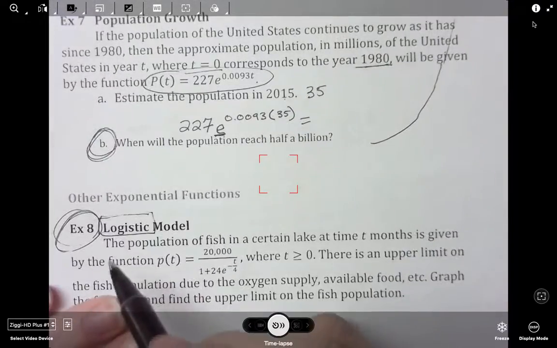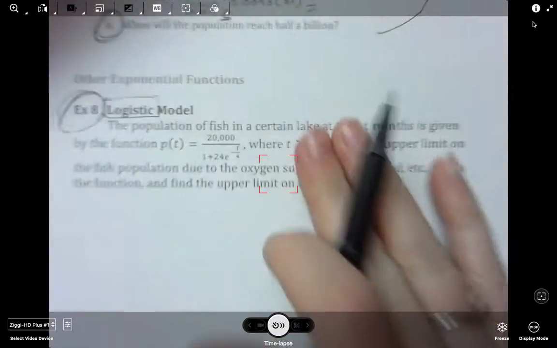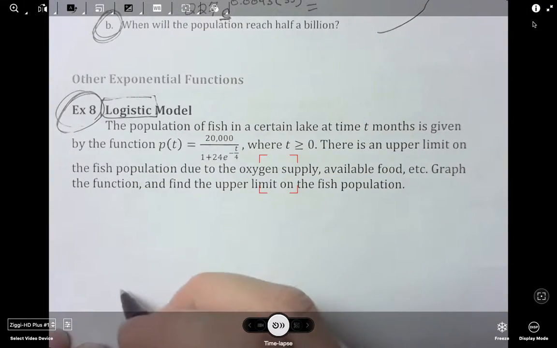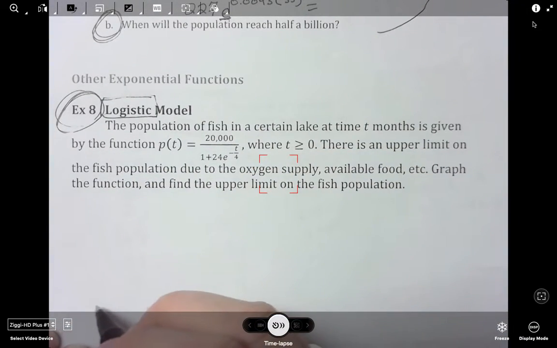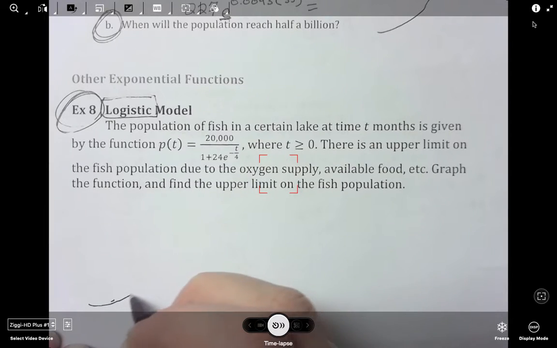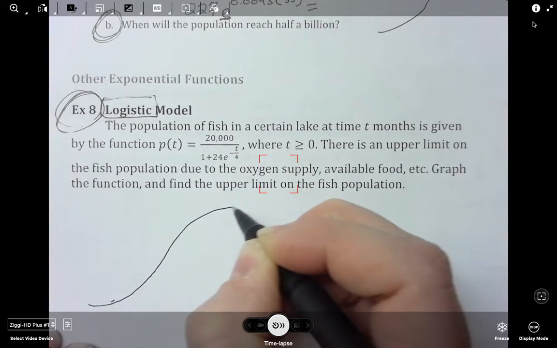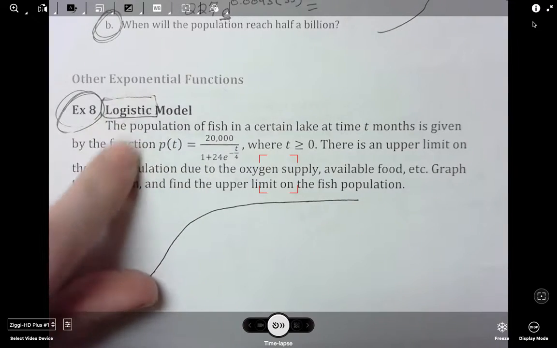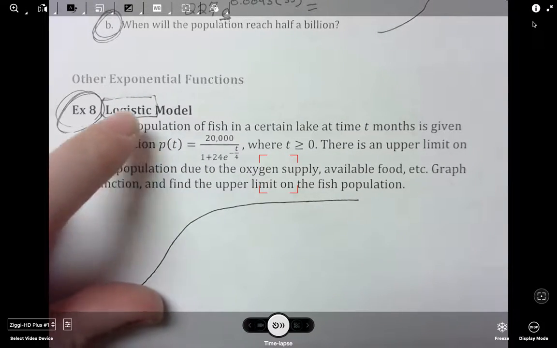So a logistic model is a lot better, because what happens in a logistic model, and we'll graph this exact one when I come back, is it goes up and up and up, and then it levels off at a certain point, because your population cannot go any higher than that. So logistic models are wonderful things. We'll talk about them later. We haven't really talked about them in any other math class before, so yay.